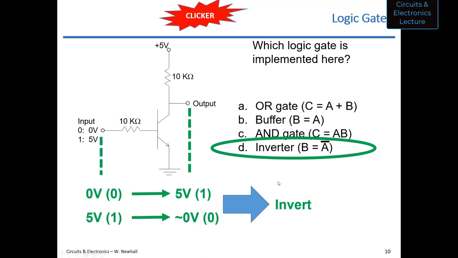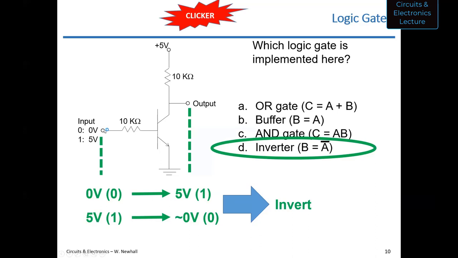Professor, can you say again why 0 volts for the input gives you 5 volts at the output? Sure. So when I have 0 volts at the input, that saturates this transistor. When the transistor is saturated, VCE equals 0.2 volts, really close to zero. Oh wait, so you ask when there's 0 volts or when there's 5 volts? When there's 0 volts. Oh, I'm sorry, I messed up there.